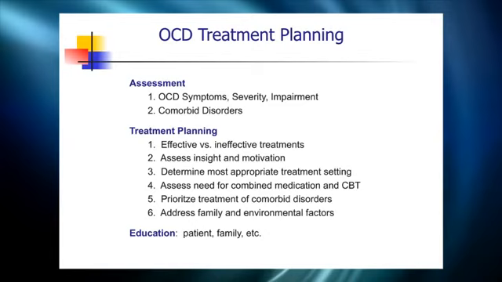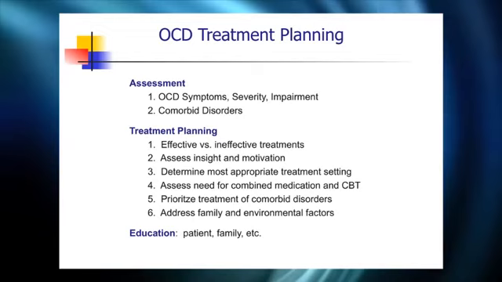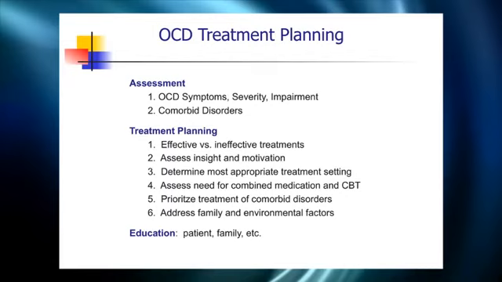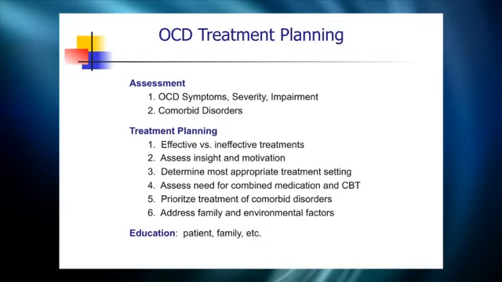You want to assess the insight and motivation for treatment. Determine the most appropriate treatment setting. Are this child's symptoms so severe that they might need inpatient or intensive treatment versus outpatient therapy? Assess the need for combined medication and CBT. Again, in very severe cases, you might want to think about doing a combined treatment. We'll talk about that a little bit later.